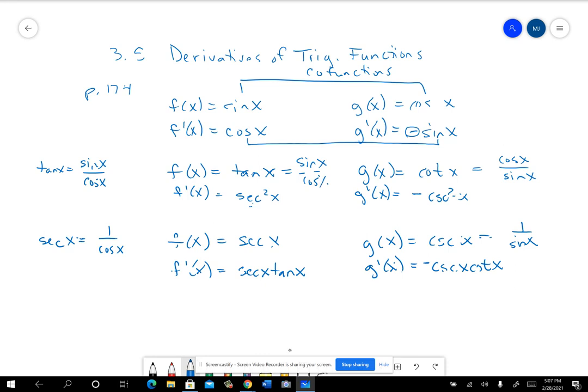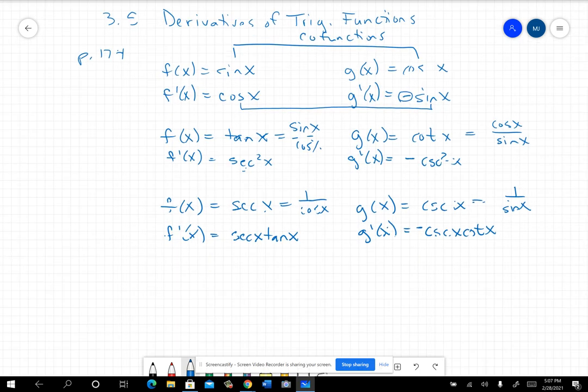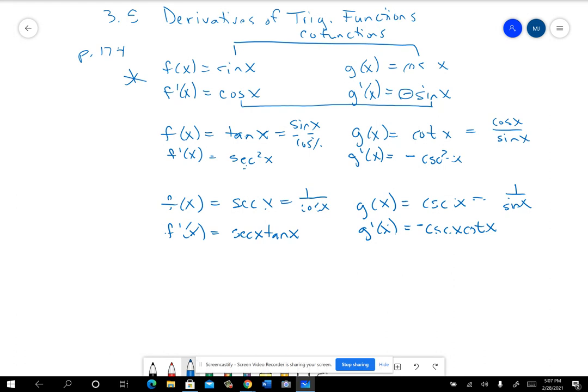I'm not good at memorizing, I don't like to memorize. So a lot of times I'll just go back to my trig and use what I know about that. So these are important to know, and the others you can derive. All right, so that's all that's really going on in section 3.5. So that's not going to be a real hard section. Let's just look at a couple of examples.